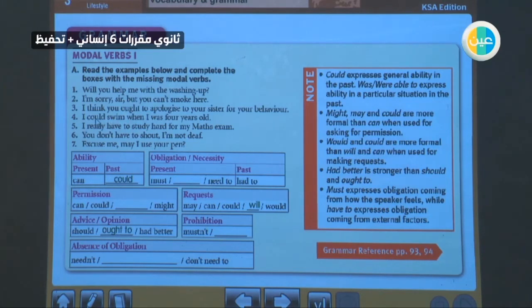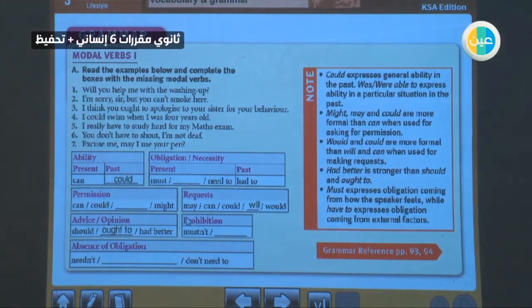Number 4. I could swim when I was 4 years old. Could, as we said before, expresses ability. It's the past of can. So here he is expressing his or her ability for something when he was 4 years old, in the past.